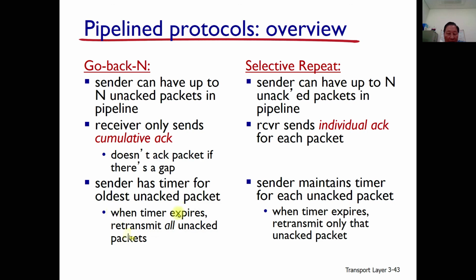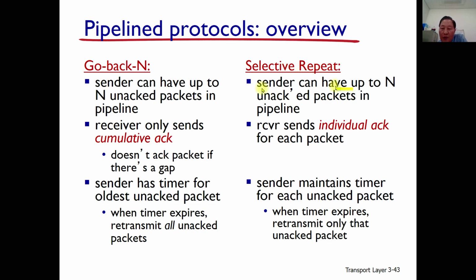Please recall the previous animation of go back N. Many packets are sent at the same time, and after a certain period of time, that means time out, the timer expires. Some packets are sent automatically. That is called retransmission of all unacknowledged packets. And now we'll go back again to this go back N. Also, we'll look at the selective repeat.